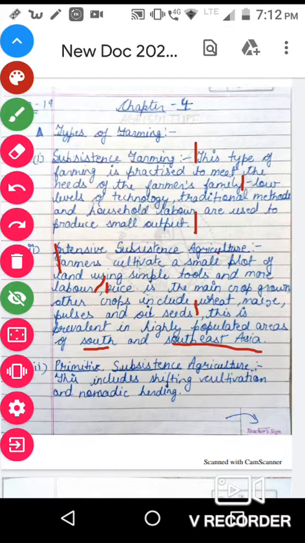And if you're using sub points and going point to point, not adding extra words like thus, therefore, and, or, you're getting more marks. Focus on writing point to point, nothing extra. Moving on to primitive subsistence farming, this basically includes shifting cultivation and nomadic herding.